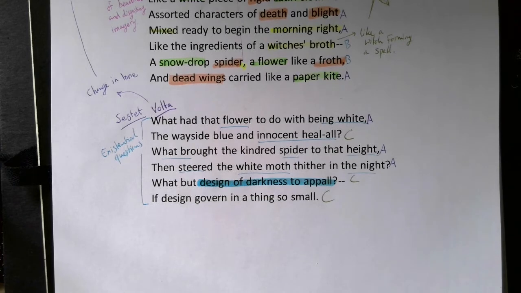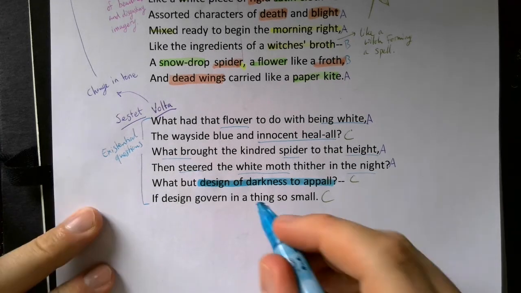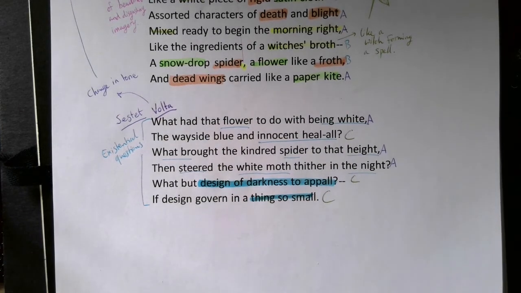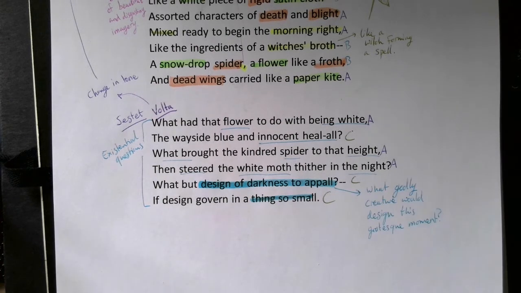And this is the important line here. If God is all-knowing and has fine-tuned and designed everything, even such a thing so small, why would God, who's created such wonderful things, create such a horrific scene as someone having to watch a spider consume a moth alive? What godly creature would design this grotesque moment?